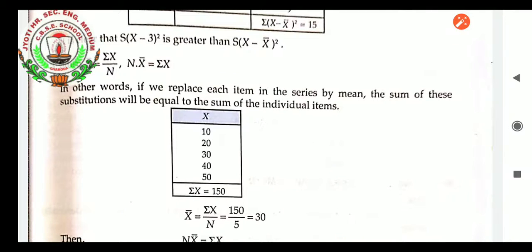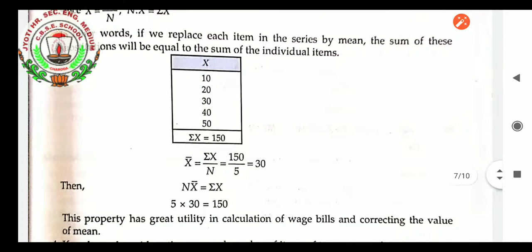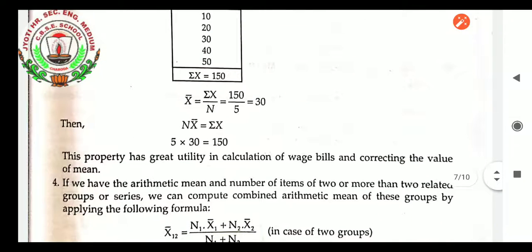x equals 10, 20, 30, 40. Sum of x equals 150. If we want to take the mean, mean equals sum of x upon n. How much n is there? 5. So 150 upon 5 is 30. N into mean, if we take it, we will get the sum of x. Again we get 150. This property has great utility in the calculation of wage bills and correcting the value of the mean.